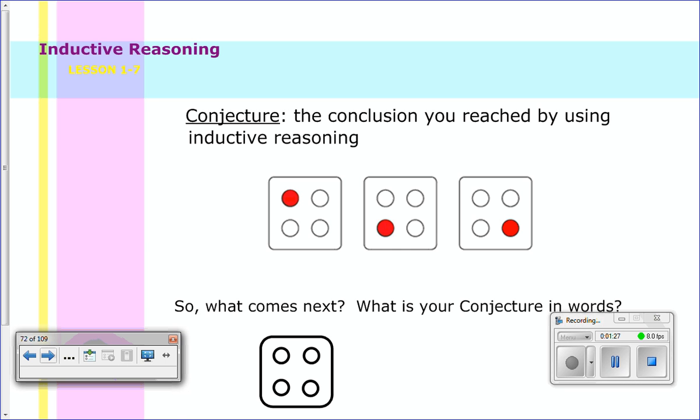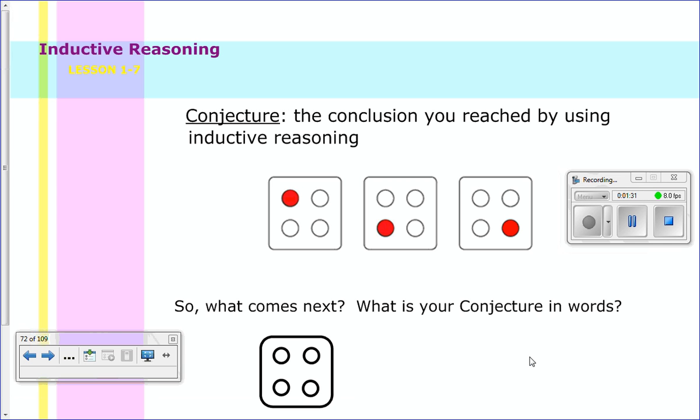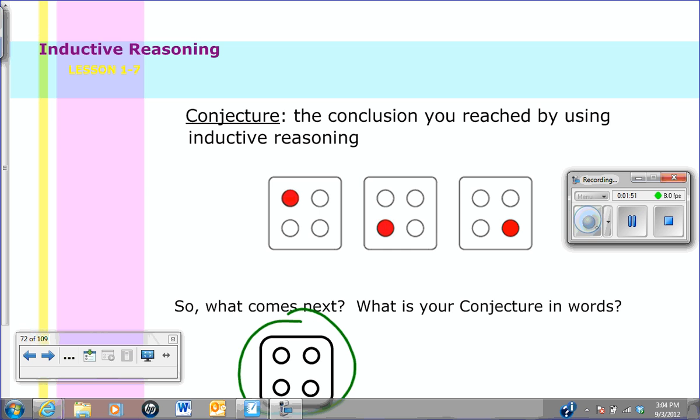So what comes next? If I wanted to show what comes next and write it in words, I'd do it below. So go ahead and tell me, or really draw it out, where you think the red dot is going to be here. And then write your conjecture in words. I'm going to pause, well, why don't you pause me, I should say. And then when you're done, come back and let's see what we have.